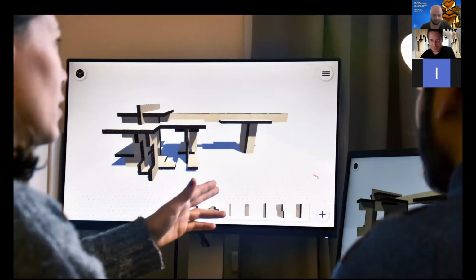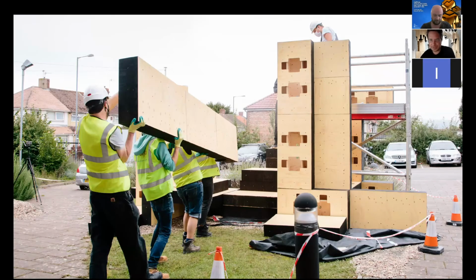We are building software that allows non-architects to interact with these systems and to design alongside us and to get their hands on automation. So we're working with communities that are in need of housing and thinking with them together about how we could produce housing.